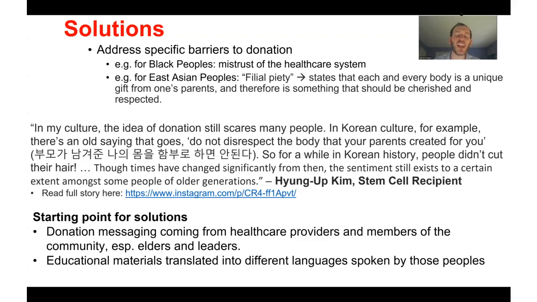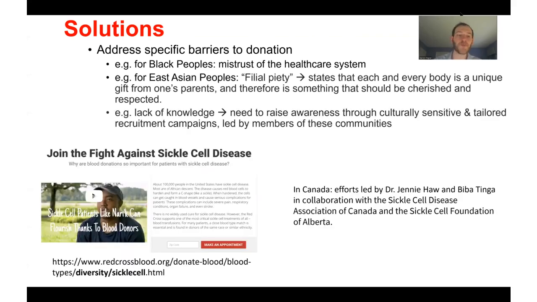And it's also important that educational materials be translated into different languages spoken by those peoples so that they can be reached by messaging. As well, there can be lack of knowledge and the need to raise awareness through culturally sensitive and tailored recruitment campaigns led by members of those communities about the need for diverse donors.